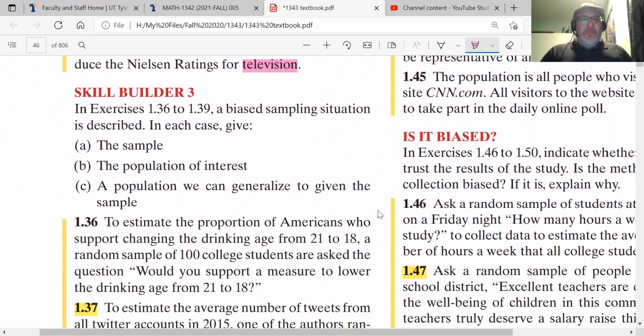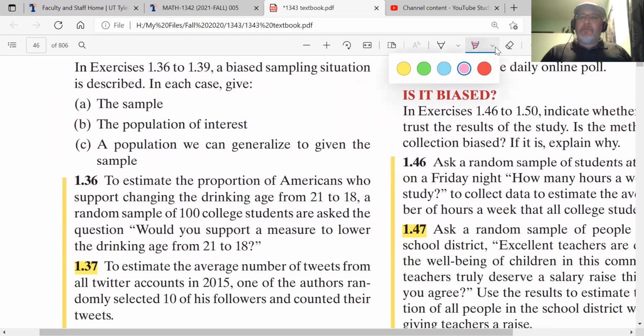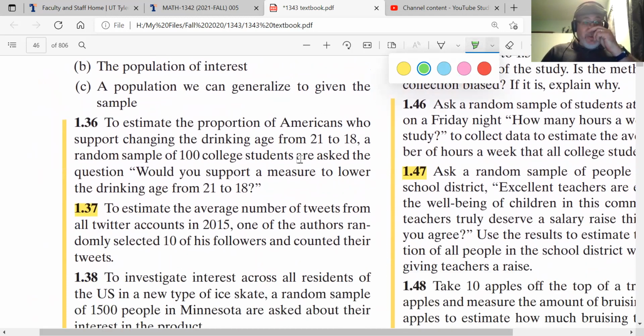All right, let's move to the next batch of questions. In these questions, a biased sampling situation is described. So we're being told it's biased, which means something happened that caused the sample to not accurately reflect the population. In each case, describe the sample, the population of interest, and a population we can generalize to given the sample.